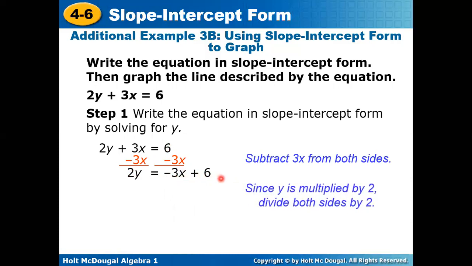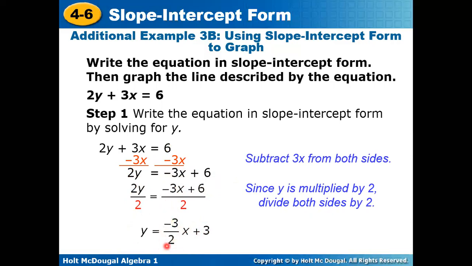So divide over 2 on the left and over 2 on the right. 2y over 2 is y. Here, when you divide an expression by 2, you will distribute. It means -3 divided by 2 with x and the 6 divided by 2 alone. So it will be y alone equals, again, -3 divided by 2 with x and the 6 divided by 2 alone, which is 3. Now, where is the slope?